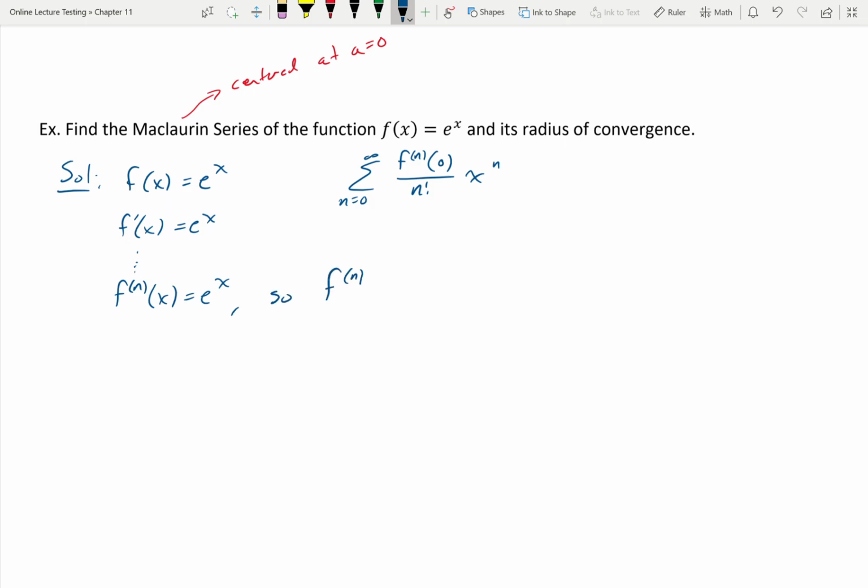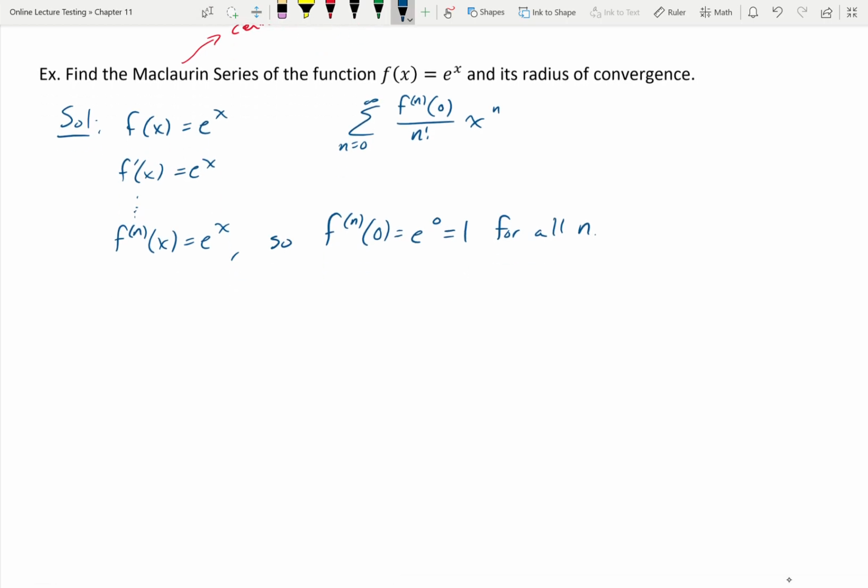Therefore, f sub n of 0 is equal to e to the 0, because the nth derivative is e to the x, which is equal to 1. And this is the reason that we like this: it holds for all n. There's a reason that we go for this at the very beginning. Thus, the Maclaurin series is the following.